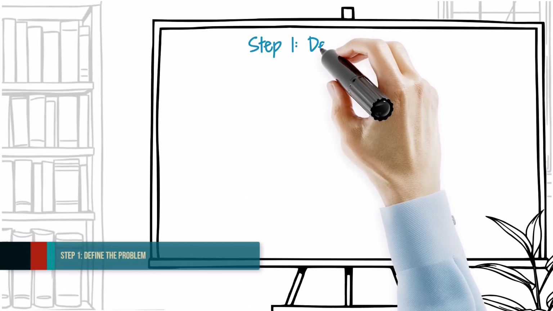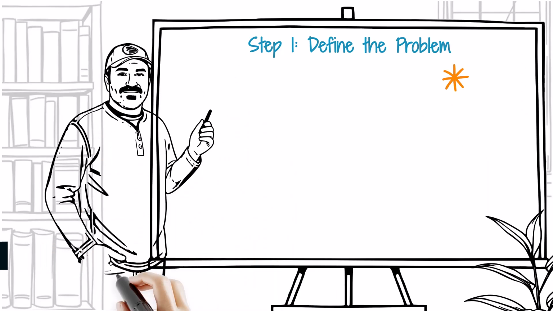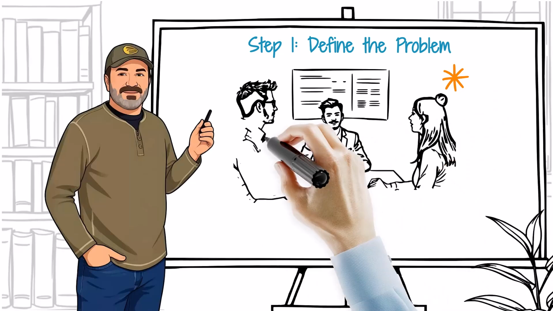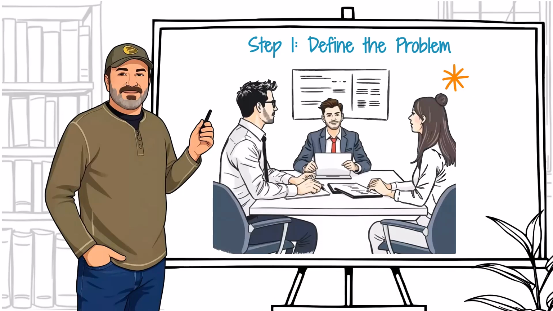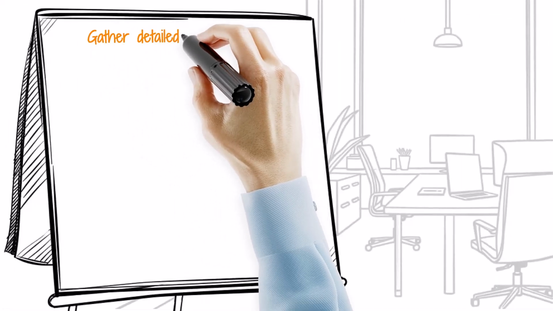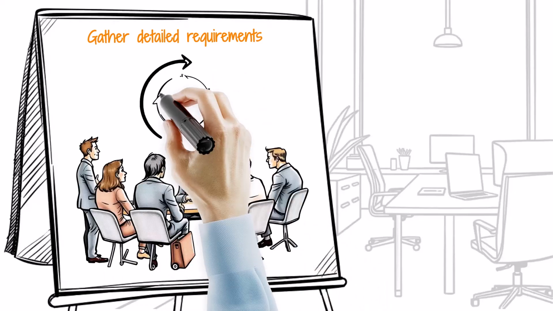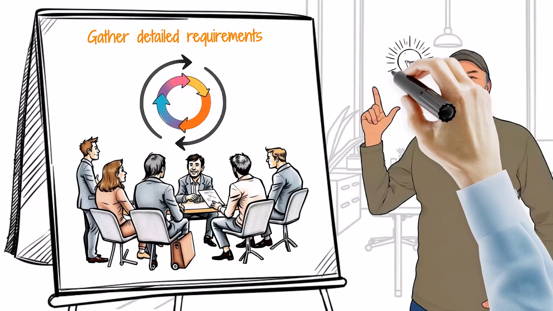Define the problem and gather requirements. We start by identifying the core issue, working closely with stakeholders, like executives and end users, and business analysts. We conduct interviews and workshops. Questions like, what pain points are you facing? Help us collect detailed requirements. This ensures the solution aligns with business goals, avoiding costly missteps later.